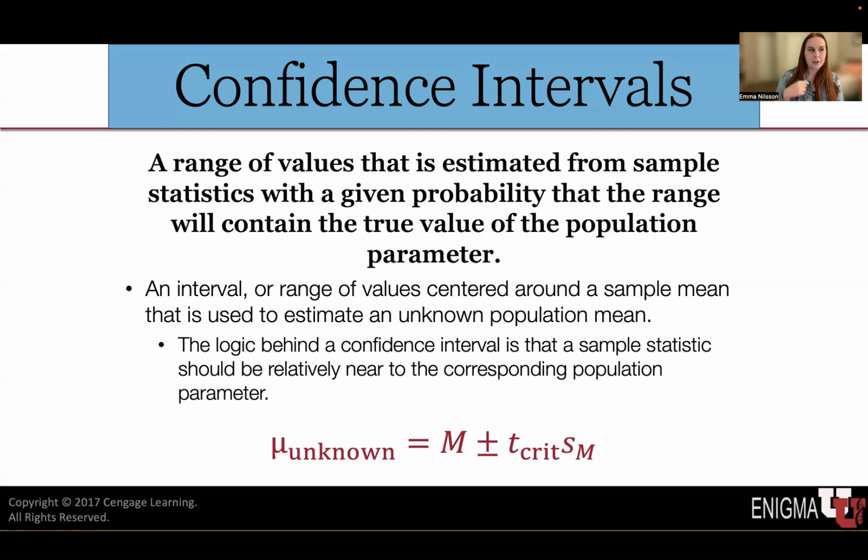Now we're going to see how to actually use and report them, by using them to estimate the unknown population mean that we have when we have a t-test. We report it as such. This is the formula. We say that the unknown mean of our population is going to be our sample mean plus or minus our t-critical value times our estimated standard error. Cool.